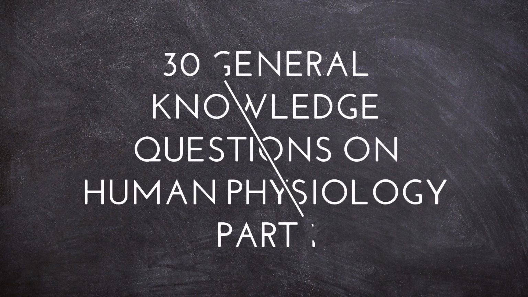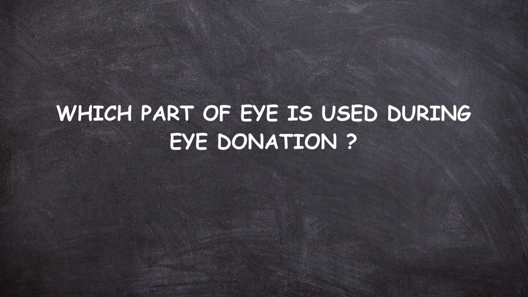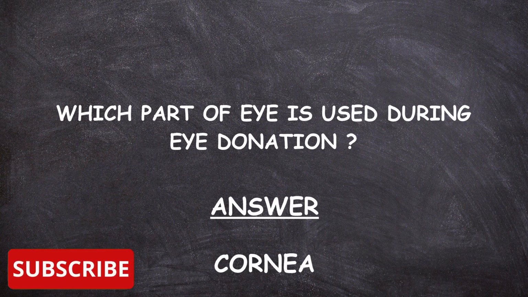So in today's video we are going to discuss 30 general knowledge questions on human physiology. So without wasting any time, let's begin. Which part of eye is used during eye donation? Answer: cornea.